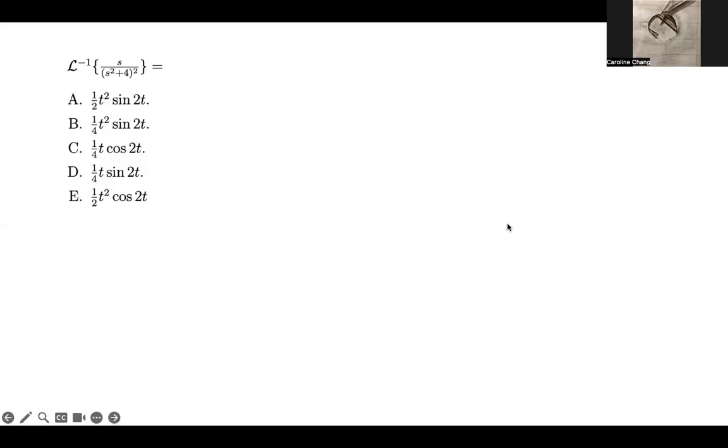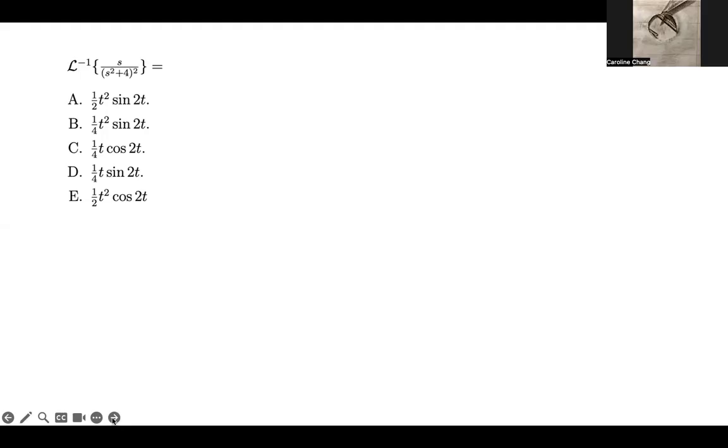Hello everyone, welcome to this presentation where I'll be taking you guys through the inverse Laplace of s over (s squared plus 4) altogether squared. So first, we have to review a table of Laplace transforms to determine a relationship for this expression.